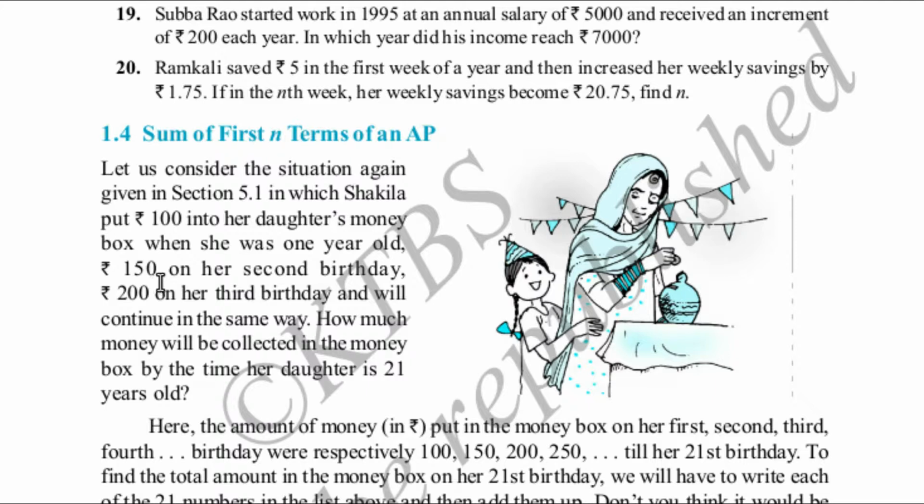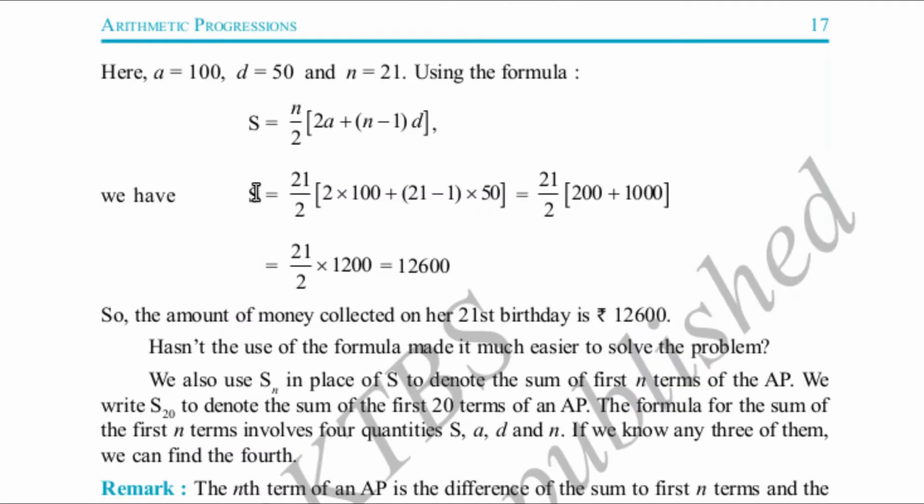Here you can notice the common difference: 150 minus 100 is 50, 200 minus 150 is 50. So the common difference is 50 rupees. Shakila will continue the same thing. How much money will be collected in the money box by the time her daughter turns 21 years old? So let us solve the problem.